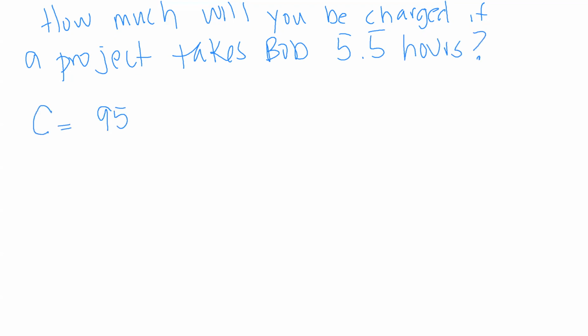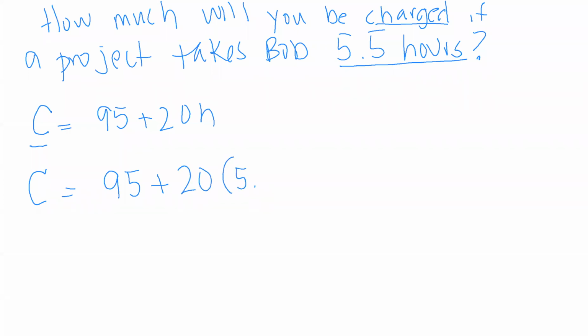C equals 95 plus 20H. We're trying to figure out how much we're going to be charged. So that tells me we do not know what C is. What we do know is that Bob is going to take 5.5 hours. So we go in, C equals 95 plus $20 for each hour of labor.